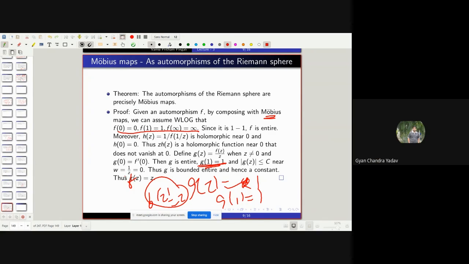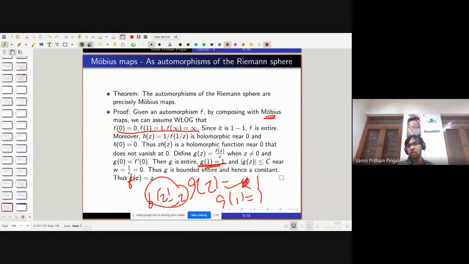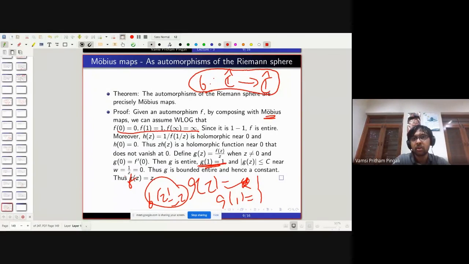Sir, any Mobius transformation which fixes 3 points is necessarily the identity map. Yes. But here I am saying f is not necessarily a Mobius transformation. That is what I want to prove. I'm merely saying f is a conformal map from the Riemann sphere to itself, and I want to prove that it is a Mobius transformation. So I'm proving that, suppose it fixes these 3 points, it is actually the identity. Therefore, it is a Mobius transformation. That is what I'm proving. Oh, yes, okay.